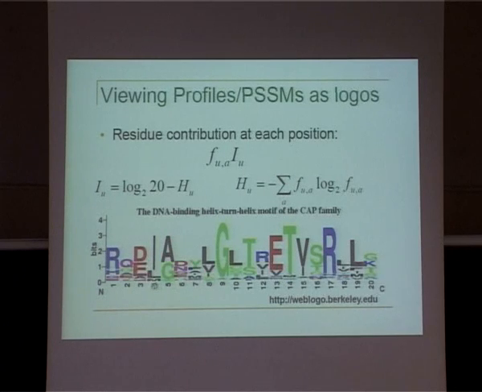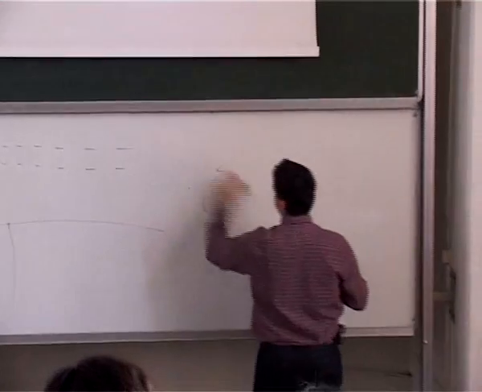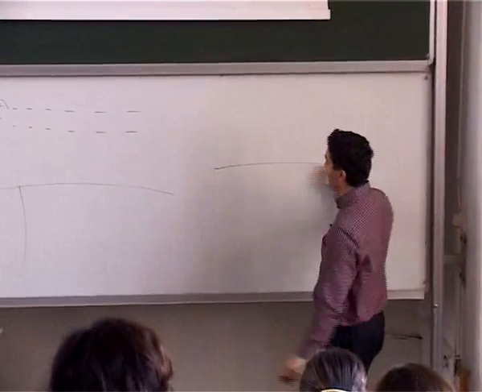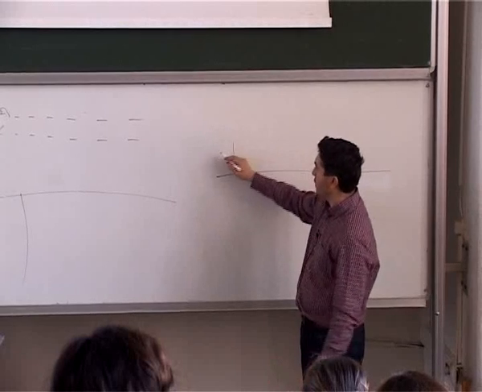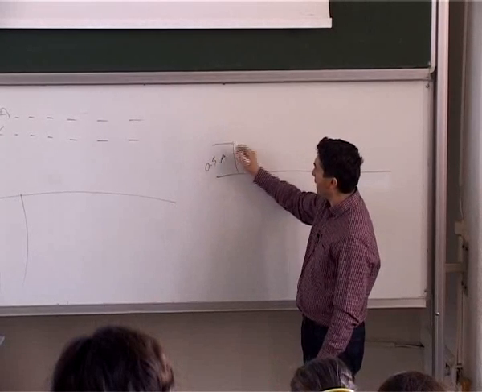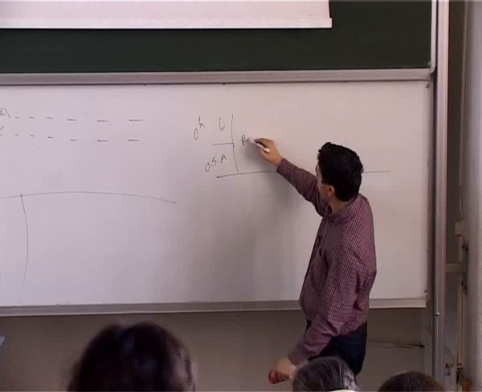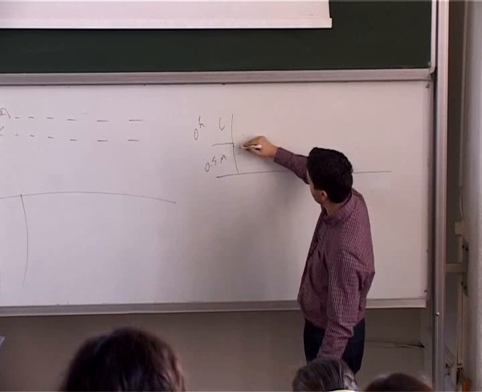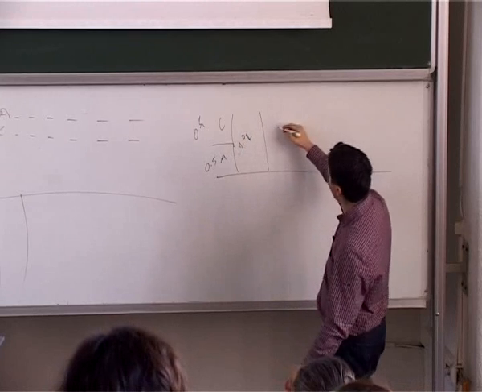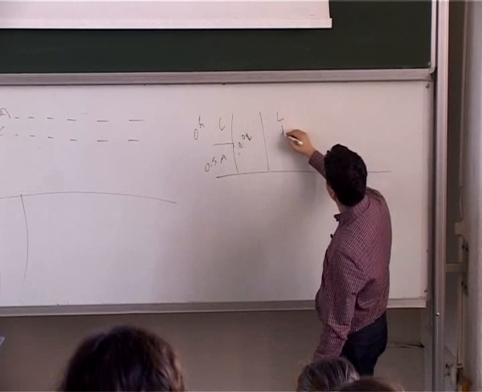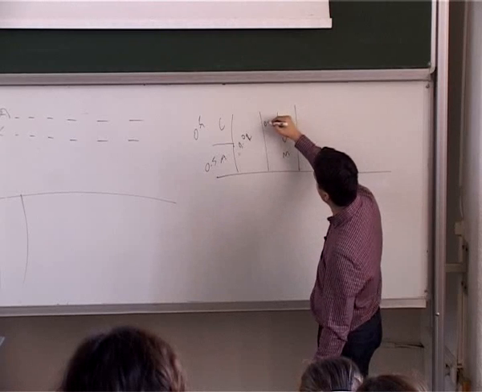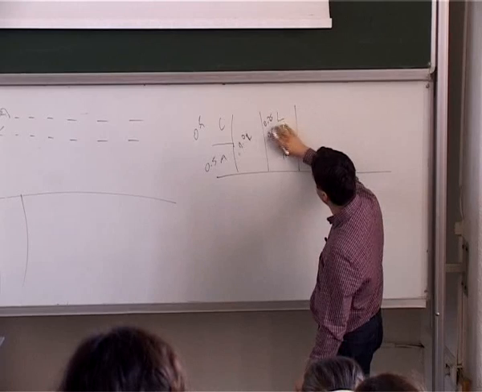For example, here, as you can see, if we had used direct frequencies, if we directly said that, okay, you have a profile where, for example, the first position is 0.5 A and 0.5 C, and the second position is all R, 100% R, and the third position is, for example, L, I, V, M, equal to 0.25 each.